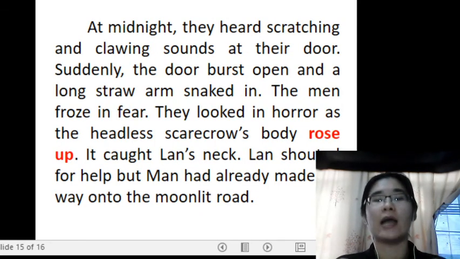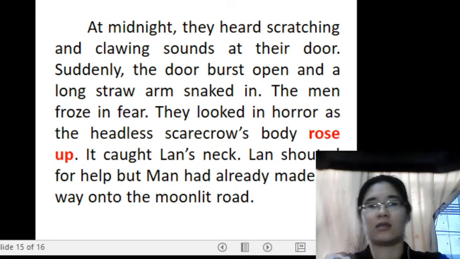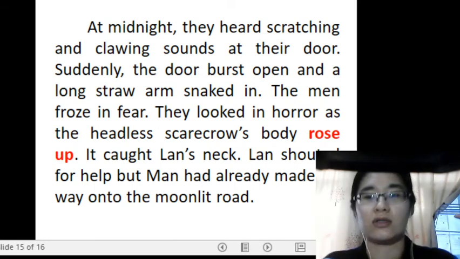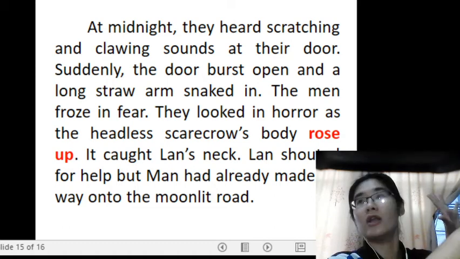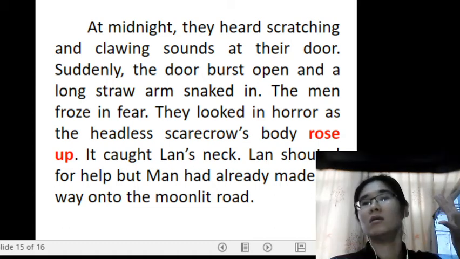At midnight, they heard a scratching and clawing sound at the door. Suddenly, the door burst open and a long sword snaked in. The men froze in fear. They looked in horror as the headless scarecrow's body rose up. It caught Lam's neck. Lam shouted for help, but Man had already made his way onto the moonlit road.